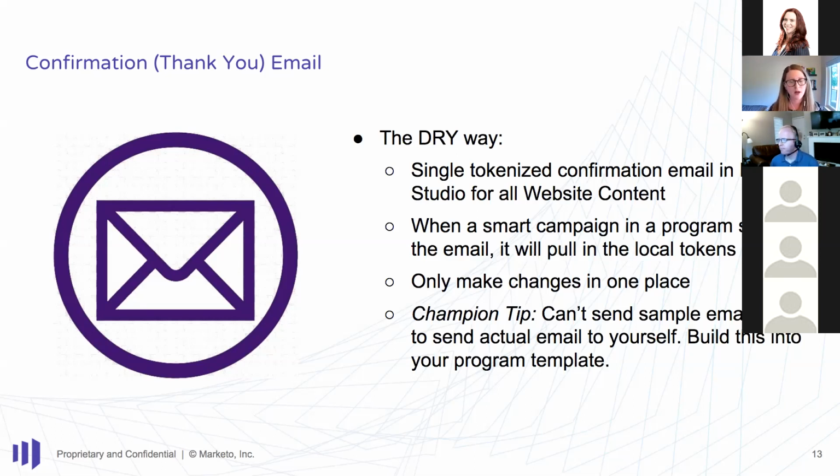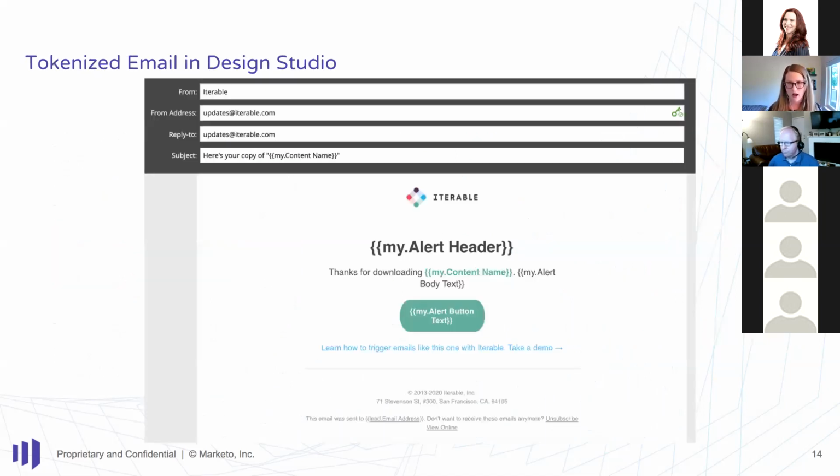I will give you a tip that when you're building the email, you can't send a sample email the way you normally would, because it doesn't know what program tokens to pull in. So when you're setting up your program, just send an actual email, but send it to yourself. It'll pull in the tokens. You can make sure they render properly.